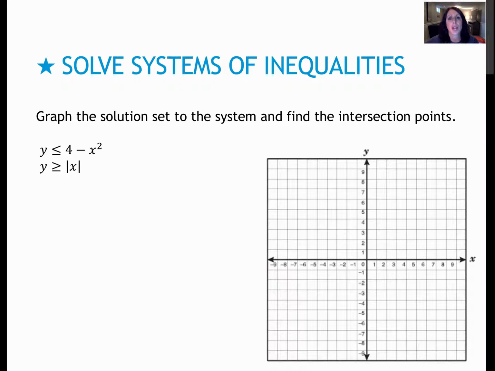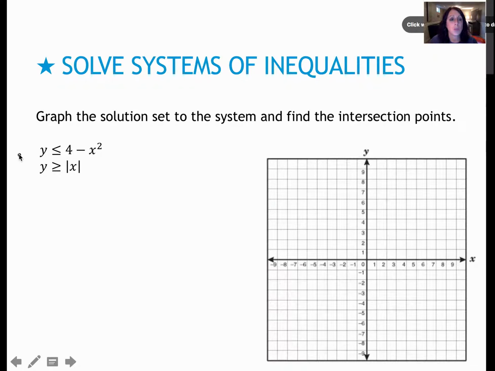Here's one for you to try, and for the sake of time moving forward, we're not going to find the intersection points until we actually have to use them. Otherwise, this will be a 30-minute video and you'll want to cry. So go ahead and try this question. Just graph the solution set. Don't worry about finding the intersection points. We'll worry about that later.